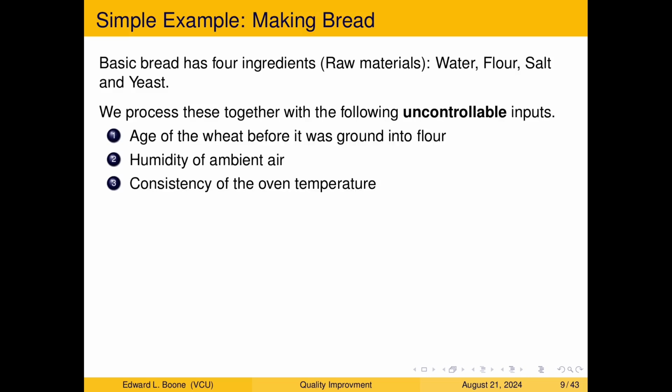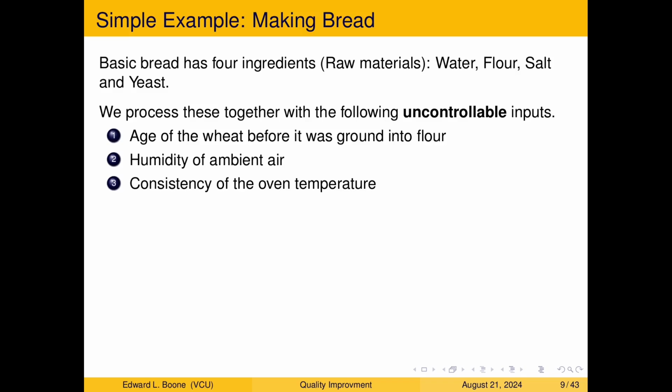You have other things that you can't control. Some uncontrollable inputs are the age of the wheat before it was ground into flour. Was it just harvested, dried, and immediately turned into flour, or had it sat in a silo for a year before it was ground into flour? Maybe that affects it. The humidity of the ambient air, because there's a ratio here of water to flour. If the air is very humid, that flour might be picking up extra water from the air.